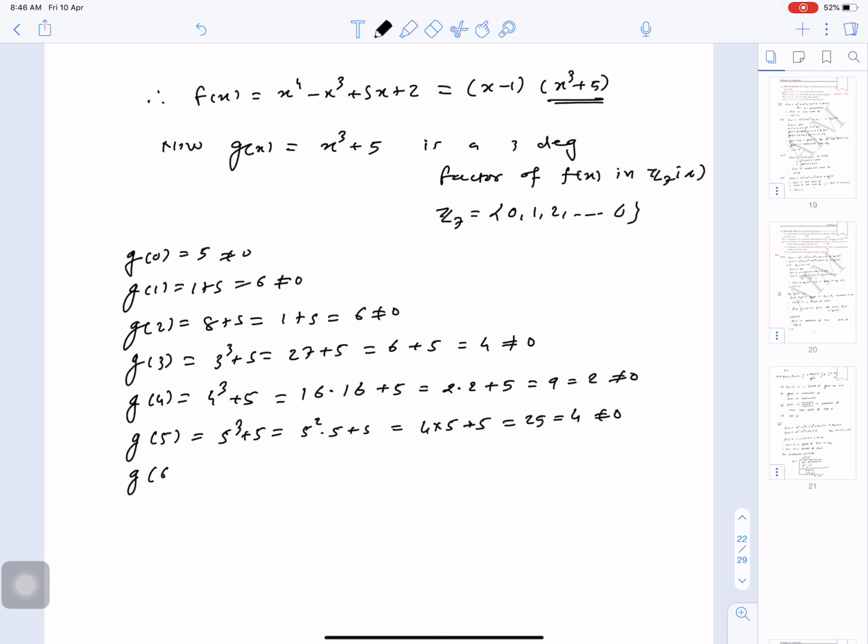And g of 6 will be 6 cube plus 5, and it is 6 cube, so it is 36 into 6 plus 5, and 36 is what? It is 1 into 6 plus 5, so again it is 6 plus 5, so 11, and 11 means 4, it is not equal to 0.